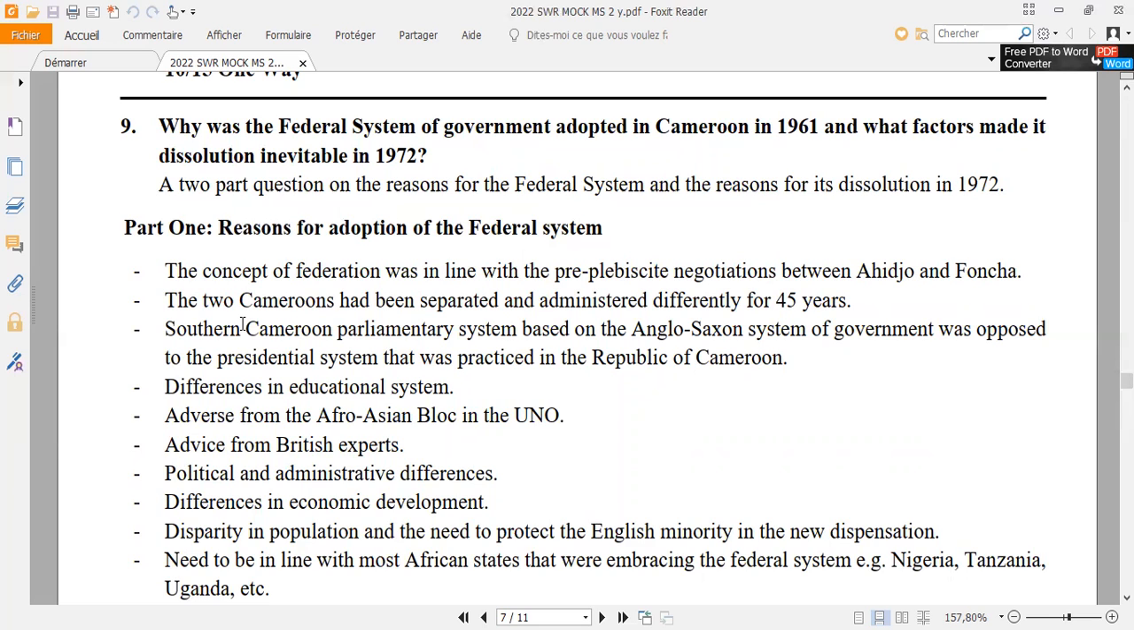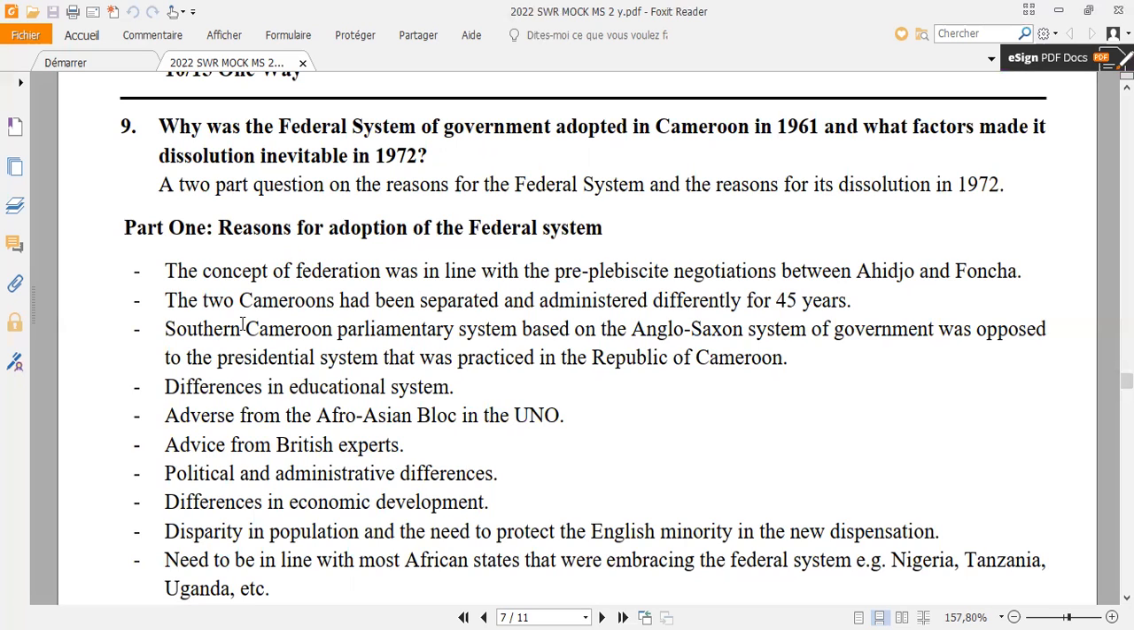This question is not complicated, dear student, as its first part focuses on the reason for the establishment of the federal system in 1961, and part 2 focuses on the reason for the dissolution in 1972. That is, the second part is going to focus on the reason for the introduction of the unitary system, and the first part is focused on the reason for the adoption of the federal system in 1961, and the second part, why this federal system was abolished, or the reason why the unitary system was established.